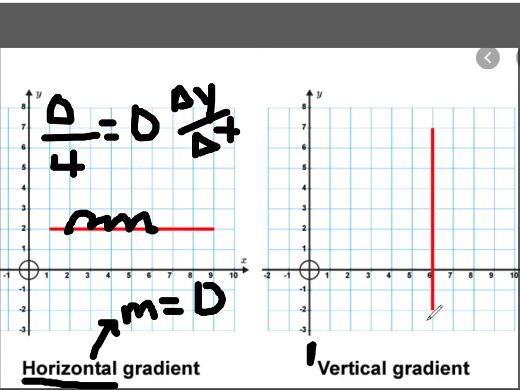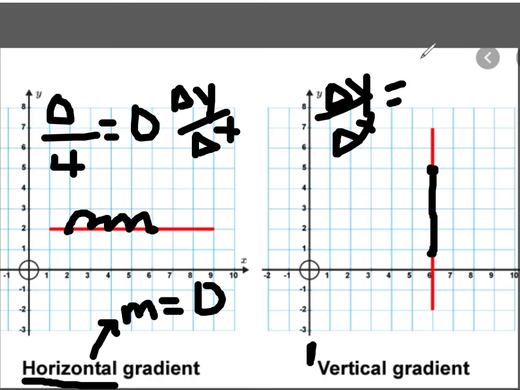Now, with the vertical line, let's pick 2 points on the vertical line. This point and that point, okay? I'm going to do the same thing. Change in Y over change in X. Okay. Now, when I go from here to here, I've got a vertical change of 1, 2, 3, 4. So my vertical change is going to be 4. But I already got to the other point. I don't have a horizontal change this time. So my X change is 0.